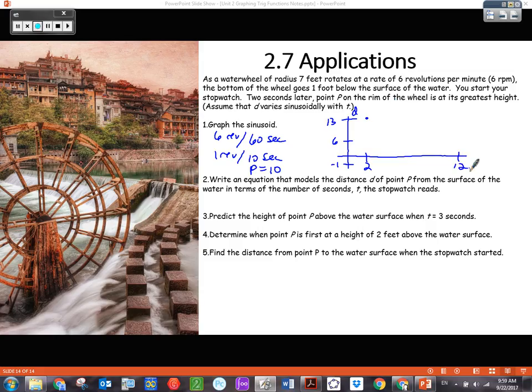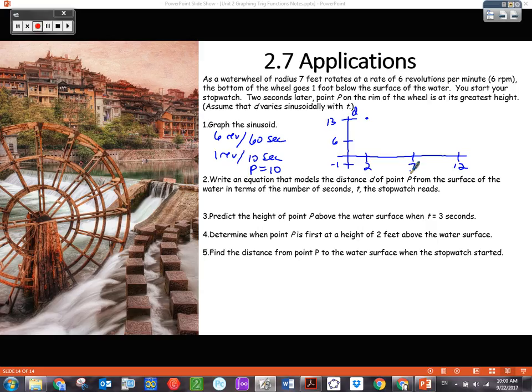I know that goes to 12, right? Where basically the period is 10. Then I'm going to half that, right? A half of 10 is 5. So I would add 5 to 2 and get 7. And then half of 5 is 2.5.